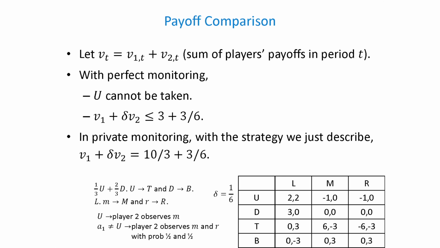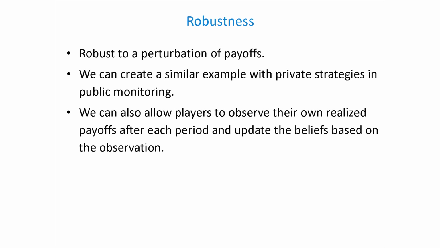So in each period, the summation of the action profile payoffs, which is denoted by Vt, is no more than 3 by just looking at the payoff matrix. But in private monitoring, since this profile can be taken with some positive probability in period 1, we can actually achieve better summation of the payoffs compared to mediated perfect monitoring. And yes, here's the robustness check. So this is robust to a perturbation of payoffs. So this does not depend on weird indifference in incentives.